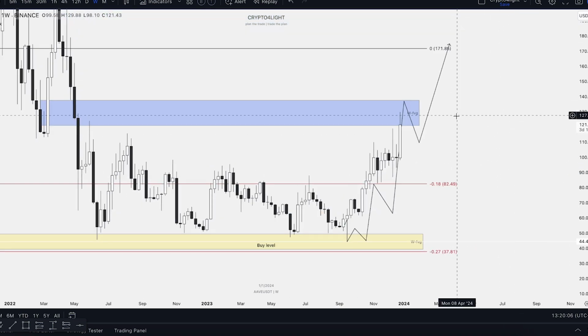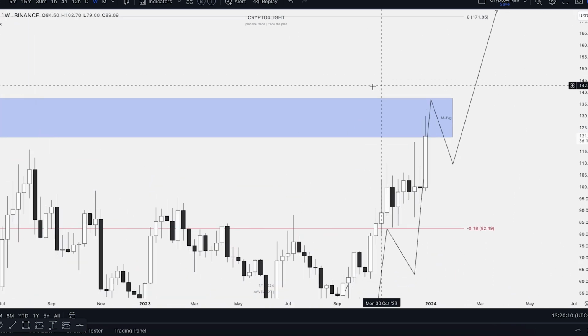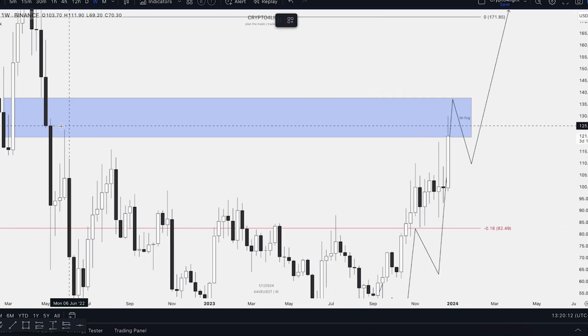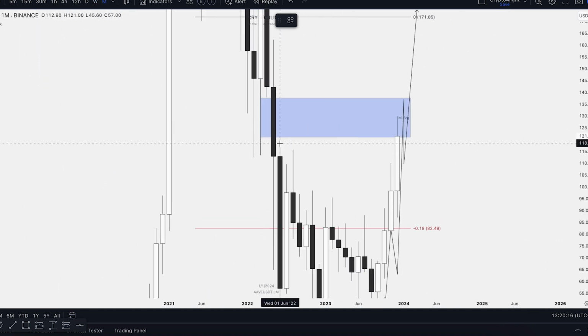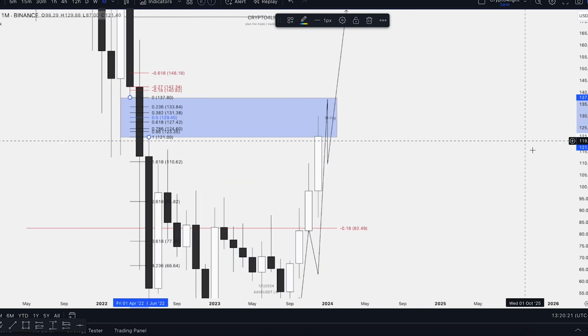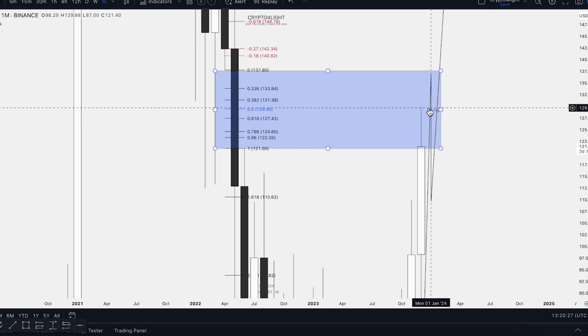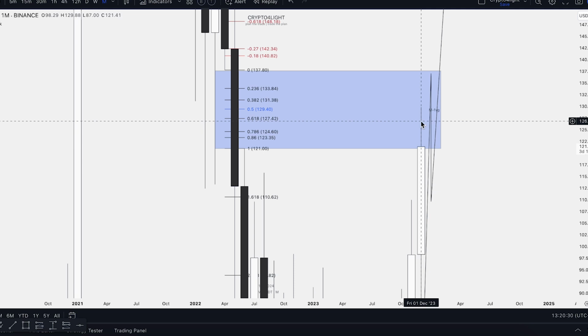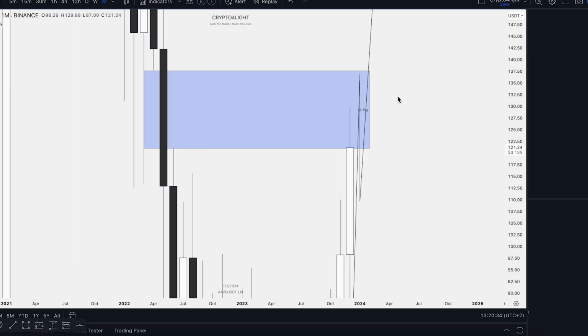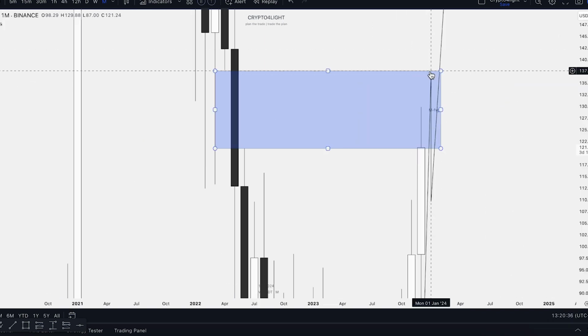And I marked the first block where we can see the resistance. And if you zoom out like this, you can find out. So you can use a FIB, for example. This is a monthly gap, this one. If you use the FIB, you can find out we tested here exactly 50% of this range. Here 129.40 we tested, and the highest point was 129.88. So this zone is basically already done, so we can delete it.